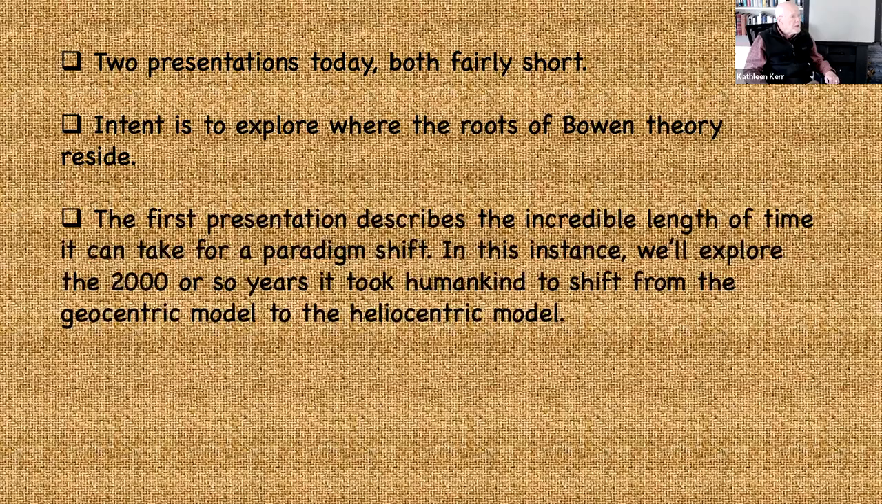So the first presentation describes the incredible length of time it can take for a paradigm shift. In this instance, we'll explore the 2,000 or so years it took humankind to shift from the geocentric model to the heliocentric model. This is a set of slides I don't think I've presented very many places before, so I welcome the opportunity to do it today and the next.